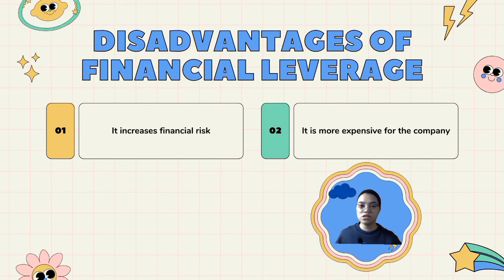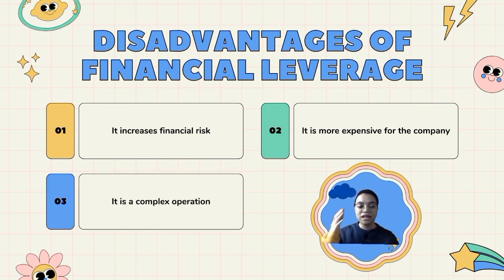Another disadvantage of financial leverage is that it is more expensive for the company. Kasi alam naman natin na pag nangutang tayo, may interest. And mas malaki yung interest rate na inuutang ng isang company kaysa sa inuutang ng isang individual. And it means na kung magkano yung inutang mo, mas malaki pa doon yung babayaran mo. So it will be more expensive for the company. And lastly, it is more complex because it requires more time to manage and it involves many various risks.